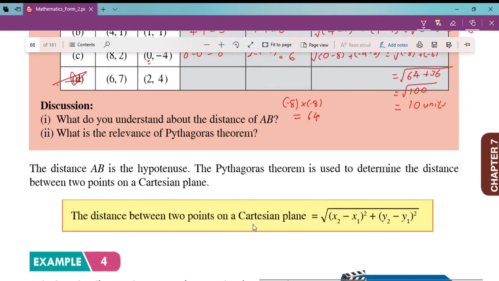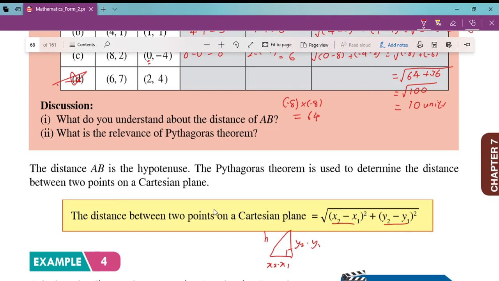Next, here is the formula. Make sure you memorize it to calculate the shortest distance between 2 points. This is the formula of Pythagoras theorem. In the Cartesian plane, it will become like this. This part is horizontal, this part is vertical. For example, if I draw a triangle, horizontal is x2 minus x1, and vertical is y2 minus y1. Because we apply Pythagoras theorem, we can get the hypotenuse here. That's why you use this formula.